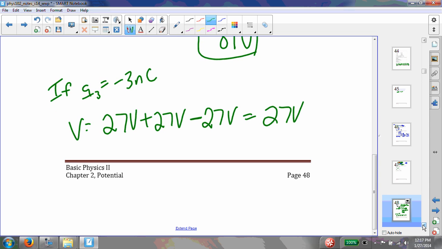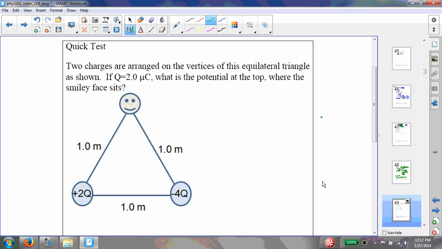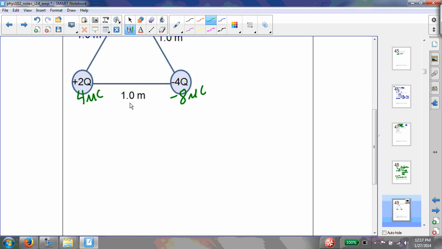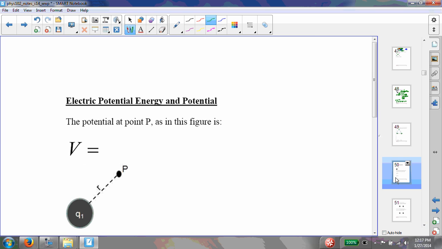All right, let's look at a quick test here. This is very similar. I have two charges. This one is 4 microcoulombs, and this one is negative 8 microcoulombs. And I want to know what is the potential up here on the nose of that little guy. All right, so I'll leave y'all to try that out on your own. And now let's move on. Actually, no, we'll stop.